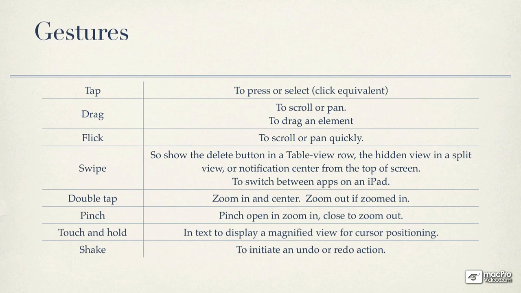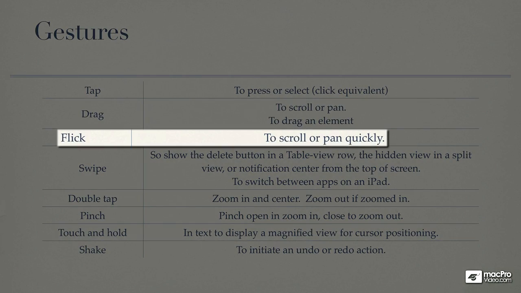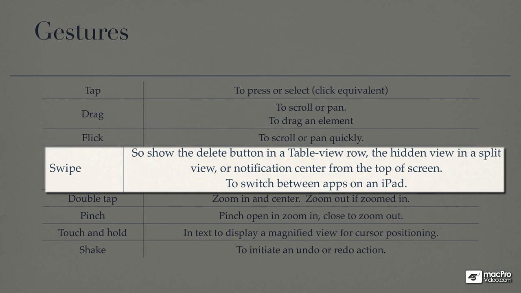Now, the way users interact with the screen is with gestures. And the gestures that they use in your app shouldn't confuse them. They should use the same standard ones to do standard actions, or if you have to define custom ones, the custom ones should not be similar to the other ones. If we look at the typical ones, we've got tap, which is basically a click. We've got drag, which scrolls or pans, drags an element. Flick is a quick scroll. You can tap to stop it. Swipe shows a delete button in a row, hidden view in a split view, and the notification center from the top of the screen. And a 4-fingered swipe switches between apps on an iPad.